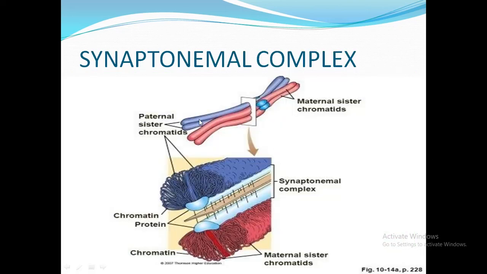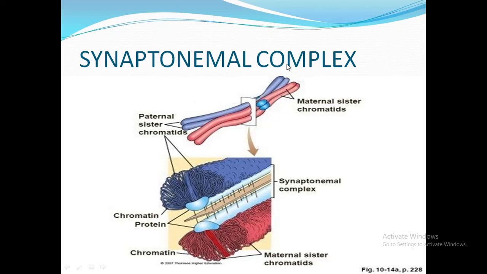Now, during synapsis, between the homologous chromosomes, here you can see this is the paternal chromosome and this is the maternal chromosome. They have been shown in different colors here, just for the sake of understanding. When the homologous chromosomes come closer, between these chromosomes a protein complex is formed. This protein complex is what we call the synaptonemal complex.